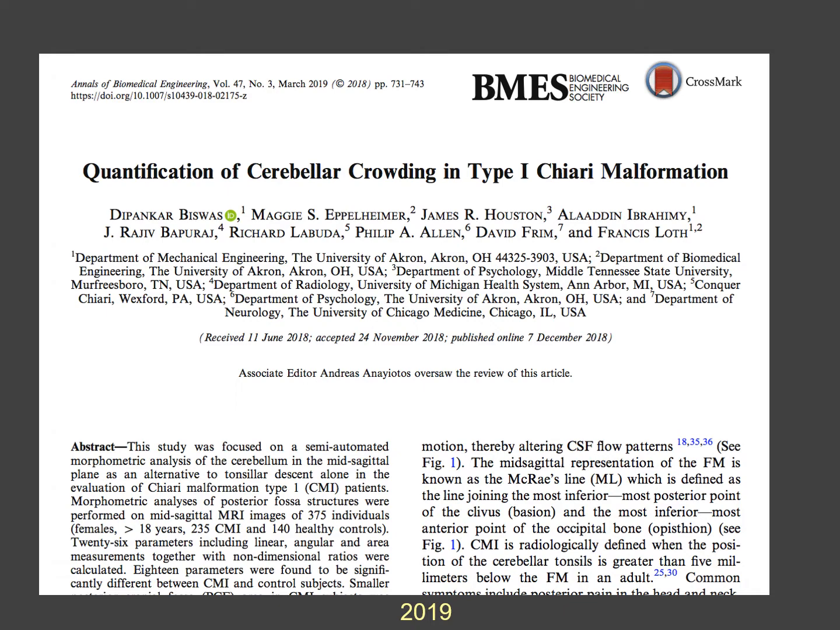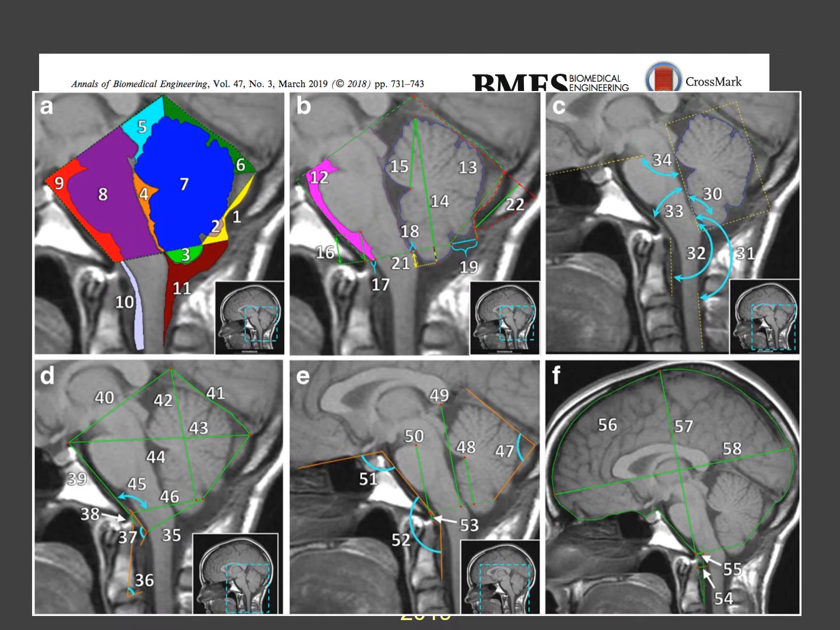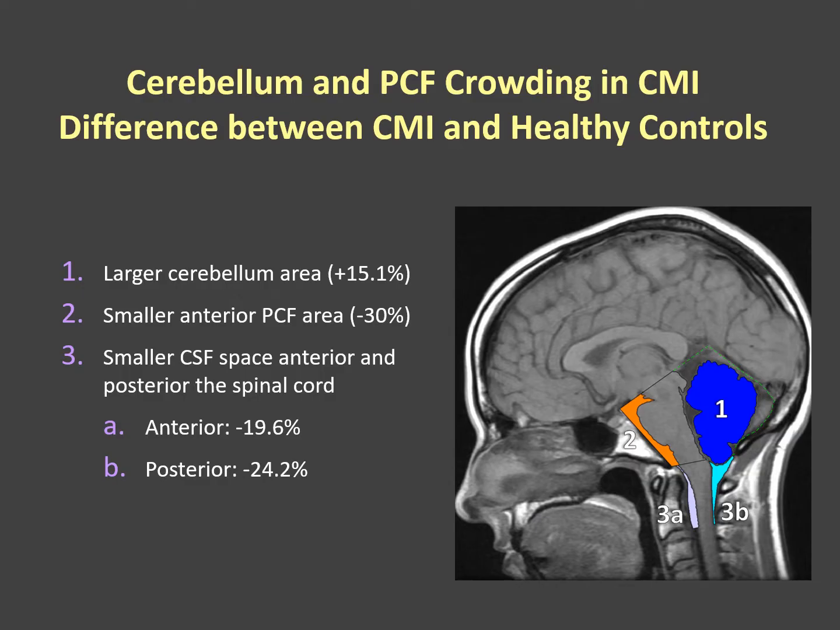Next, we looked at cerebellar crowding. I'm not going to go over all the measurements, but we looked at a whole bunch of different things to try and quantify the crowded nature that we see on MR images for Chiari patients. The major results from this study are a larger cerebellum area, that's here number 1 in blue, a smaller anterior PCF area, that's region 2 in orange, and then smaller CSF spaces anterior and posterior to the spinal cord, down below those two at 3A and 3B.